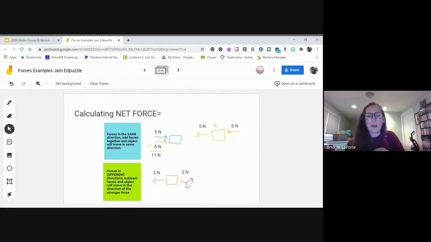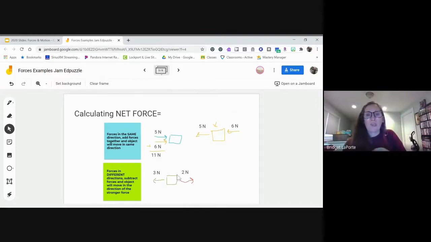Our arrows are going in opposite directions. So this means we have to subtract those 2 forces. All right. Something that you want to pay attention to, though, is which of these forces was bigger to begin with. Well, 3 is bigger than 2. So this force that is going to the left is going to win out.